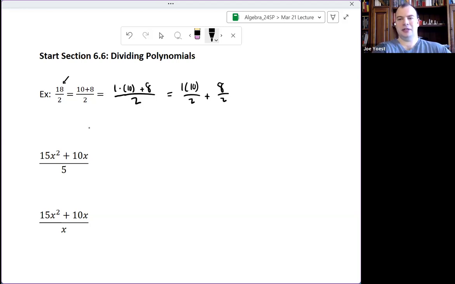And then I might look at each of these and decide, do I have any common factors? Sure, a 2 cancels from the 10 and leaves me with a 5. A 2 cancels with the 8 and leaves me with a 4. And this gets me 9, which is what I was looking for.